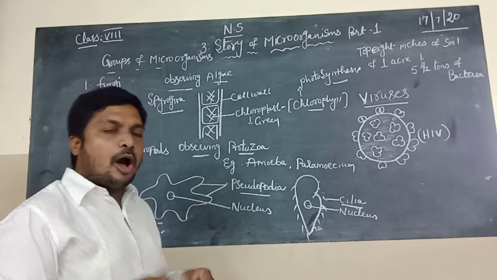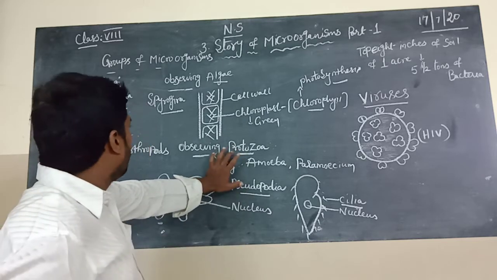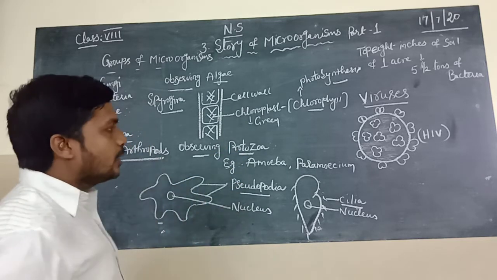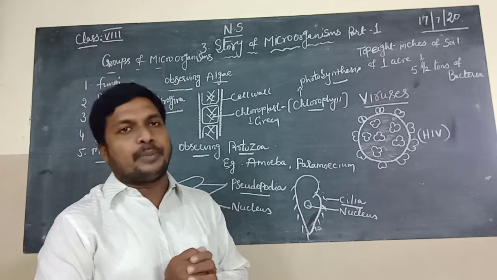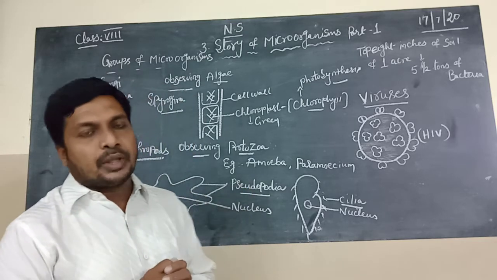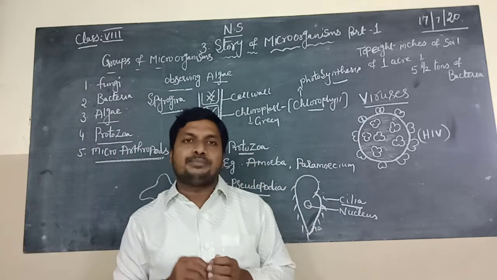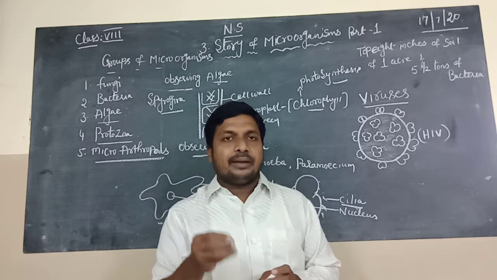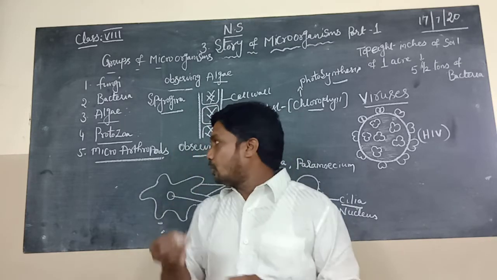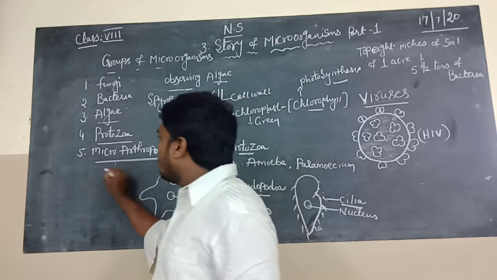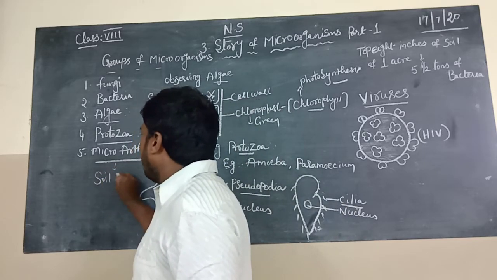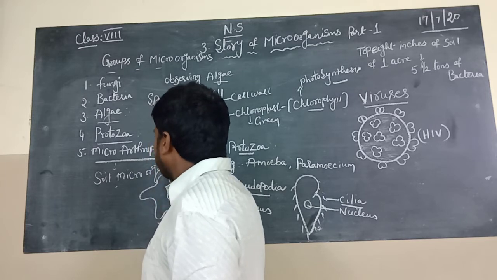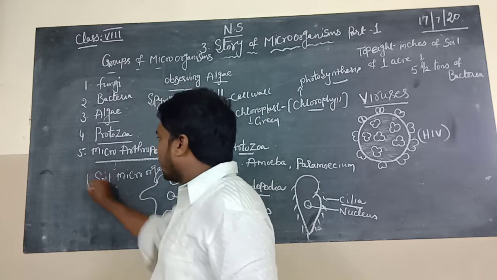So many organisms belong to protozoa. Next group of microorganisms, microarthropods. The fifth group of microorganisms is known as microarthropods. How to observe microarthropods in your school lab? They are also known as soil microorganisms.